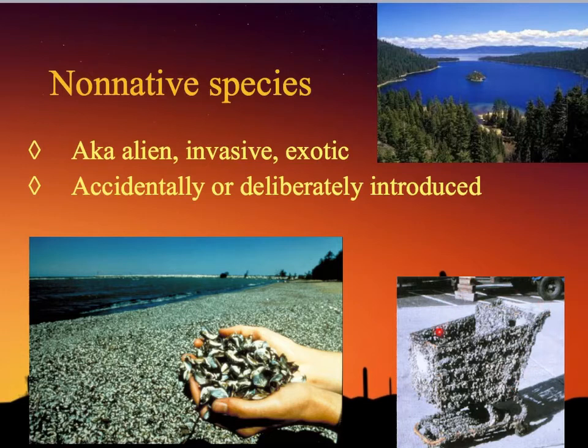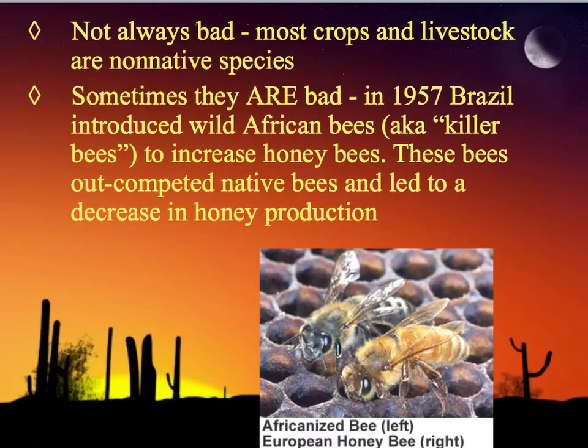One example is these zebra mussels here. You can see this shopping cart must have been at the bottom of one of the Great Lakes, and the Great Lakes have a lot of these non-native zebra mussels that have colonized the area. All right, so non-native species, like I said before, are not always bad for diversity. In fact, most of the crops and livestock are non-native species, like those garden plants that I was talking about. Every now and then, non-native species are really bad.